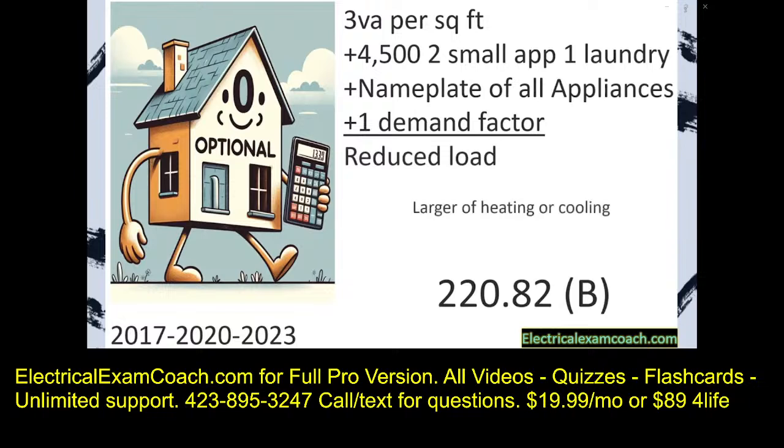Now all we have left to do is total our HVAC. We're going to take the larger of the heating or cooling. We add that back to that reduced load from above, and we're going to have our total connected load. It's that simple. We're going to take it 1 piece at a time, and then we're going to put all the pieces together. Let's get to it.